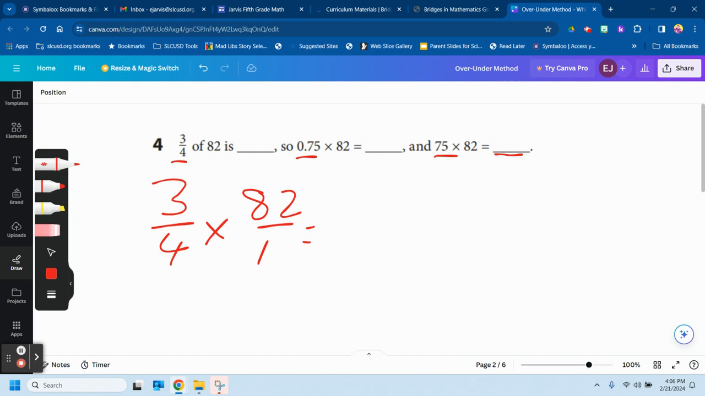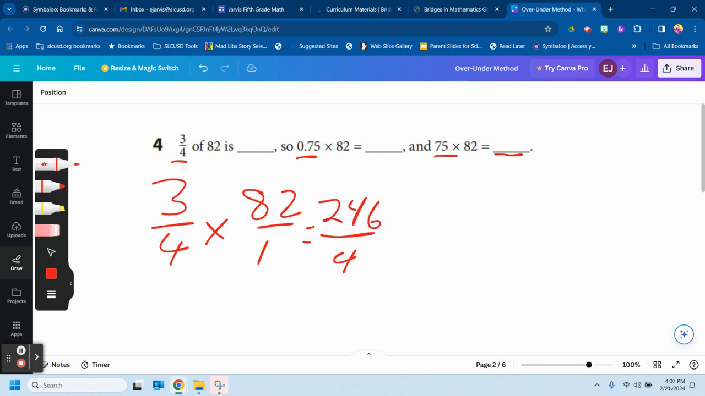The tricky part here is that I can't really simplify anything. 82 and 4 don't have a common factor. So I have to multiply straight across. 3 times 82. 3 times 2 is 6. And 3 times 8 is 24. So 246 fourths. Now 246, let me write that a little more neatly.